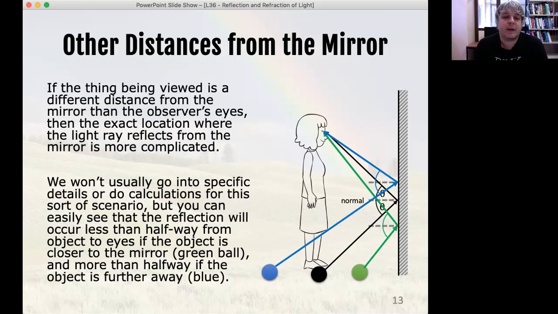In this course, we're not going to do much in the way of maths for this kind of scenario of moving the horizontal distance. We're generally just going to talk about basic scenarios of having the observer and the object the same distance from the mirror, because that keeps the maths simple, and our focus in this course is on the physics, not on the maths.